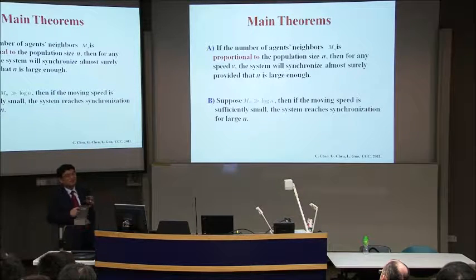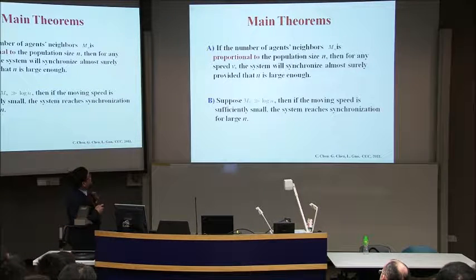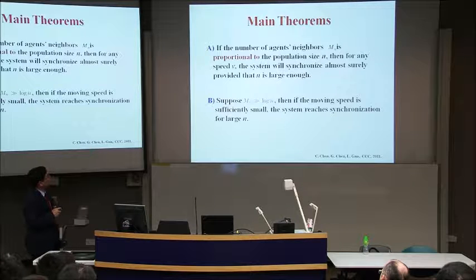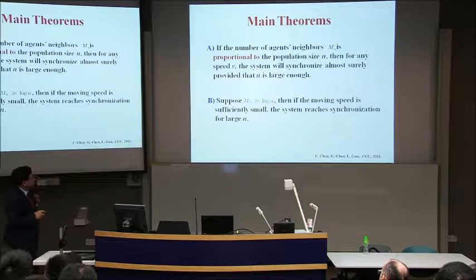I would still say elementary results, not that deep. The first result says that if the number of neighbors m_n is proportional to the population size, then for any speed, the system will synchronize almost surely, provided n is large enough. This theorem says if m_n, the number of neighbors connected by the agent, is of order higher than log n, then if the moving speed is sufficiently small, the system will reach synchronization for large n.